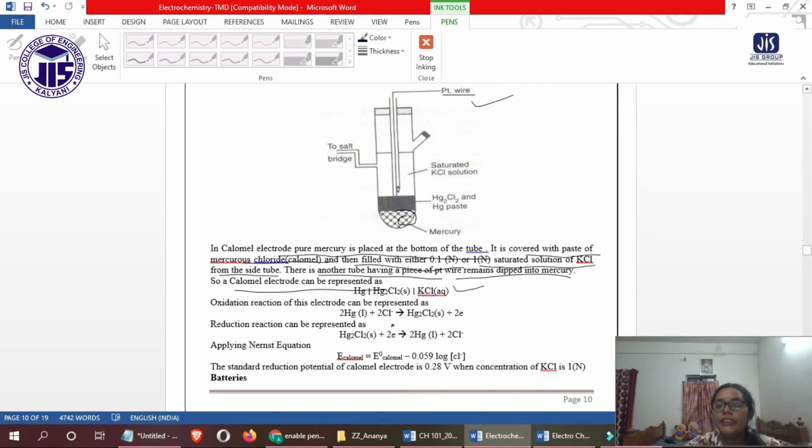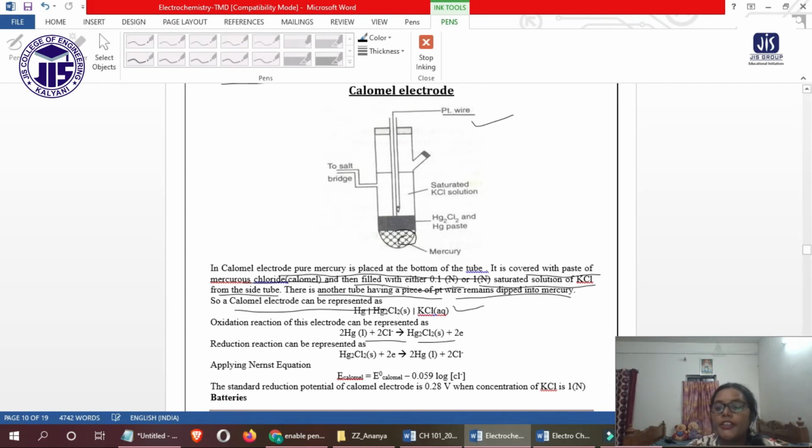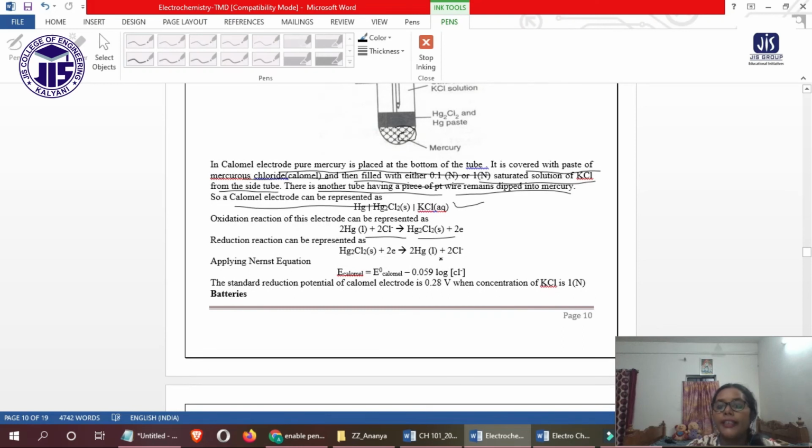Oxidation reaction, generally what will happen: mercury will attach with the Cl minus and form mercurous chloride, and 2 electrons will be released. Those 2 electrons again react with the mercurous chloride, and it will form mercury, and Cl minus will be produced again. So this is the total oxidation and reduction reaction that we have in the standard calomel electrode.